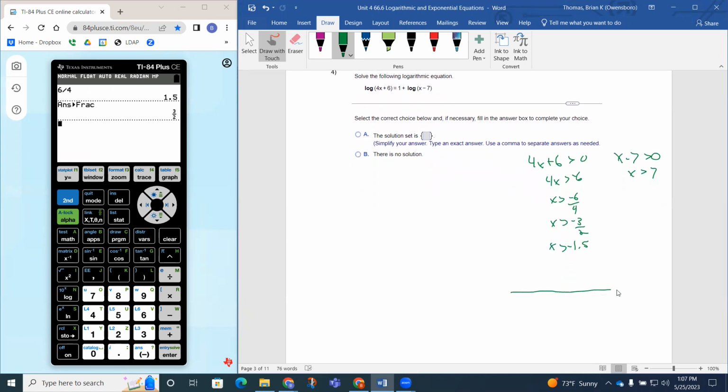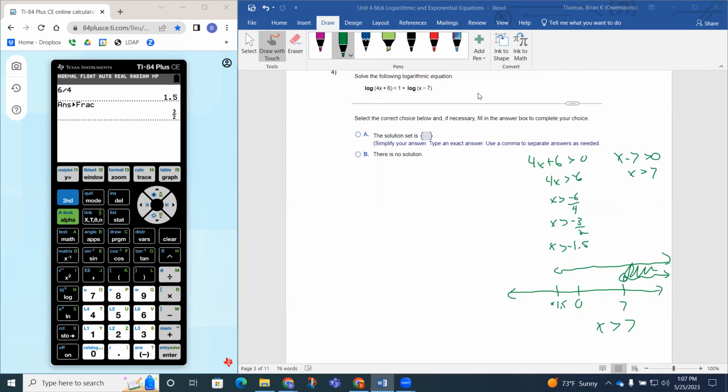So if I look at it from a number line perspective, -1.5, here's 0. So -1.5 will be over here. So you got to be greater than -1.5, but you also got to be greater than 7. So to meet both conditions, you actually have to be greater than 7. So we have to be greater than 7. If we're not greater than 7, then we have to throw that out.